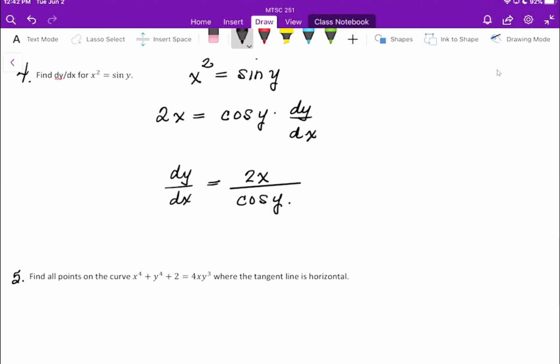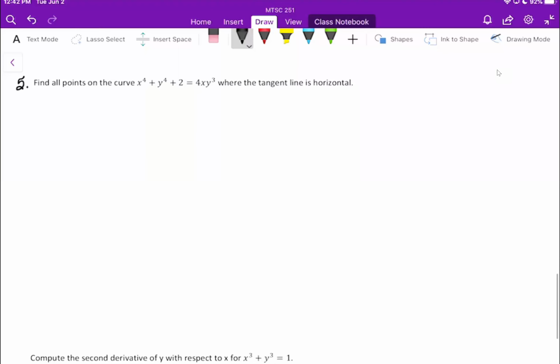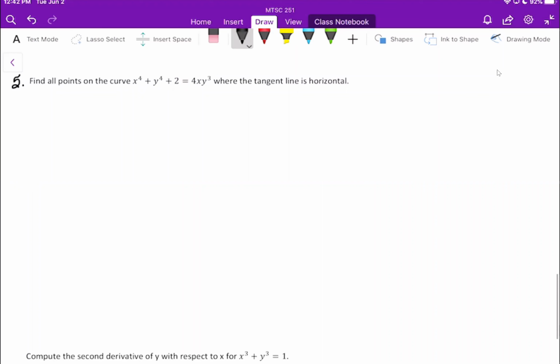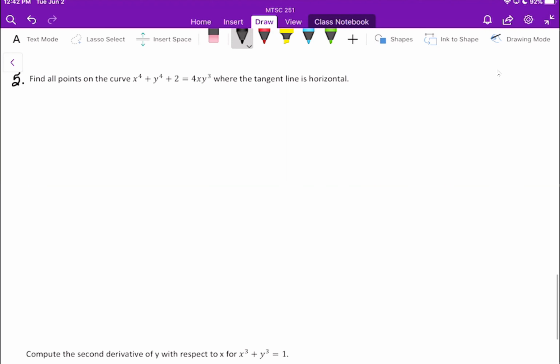Our fifth problem: find all points on the curve x to the fourth plus y to the fourth plus 2 is equal to 4xy cubed. In order to solve this problem, we want to find dy/dx, and we want the tangent line to be horizontal. When the tangent line is horizontal, for us, that just simply means that the slope is 0. So that's what we're going to do.